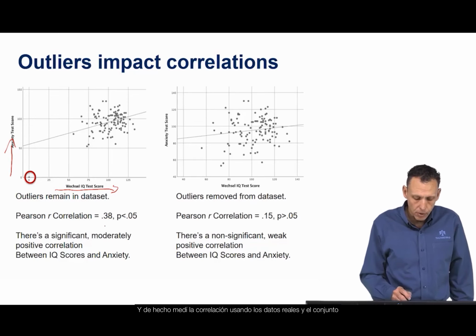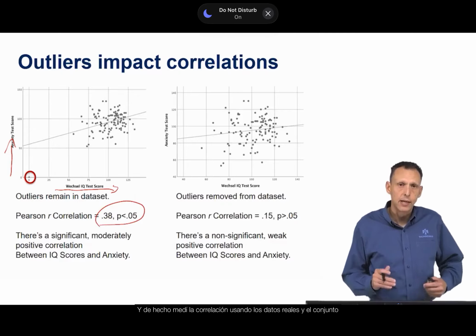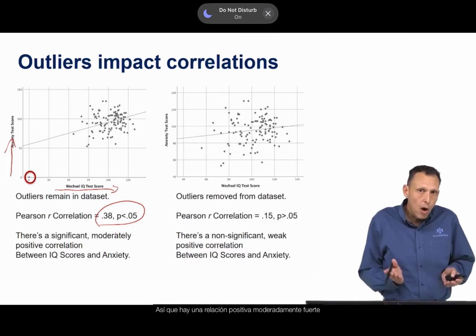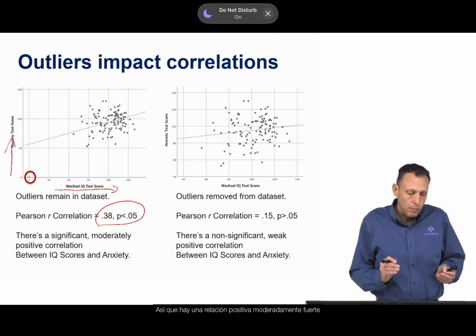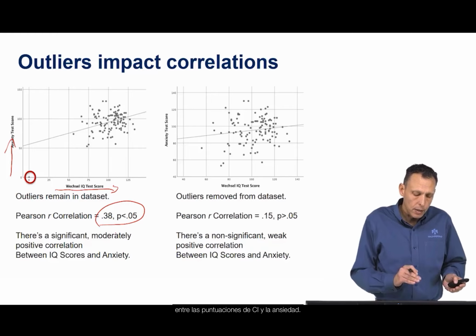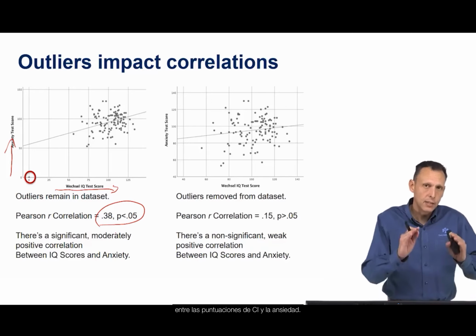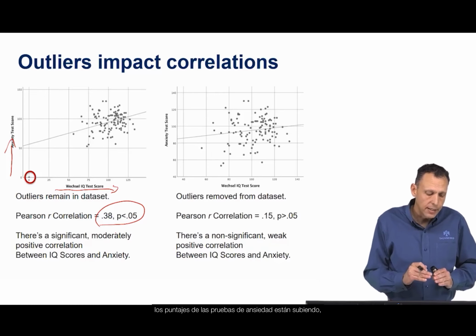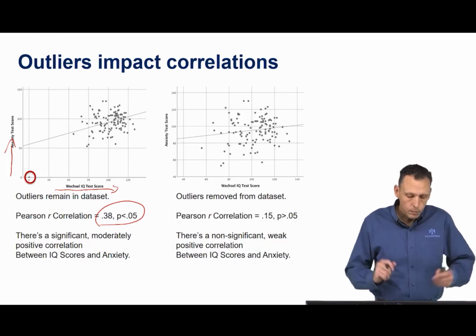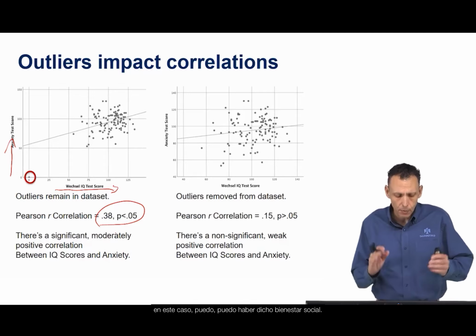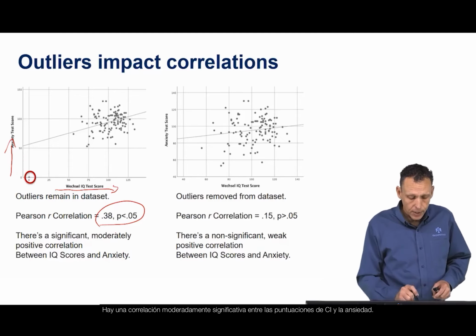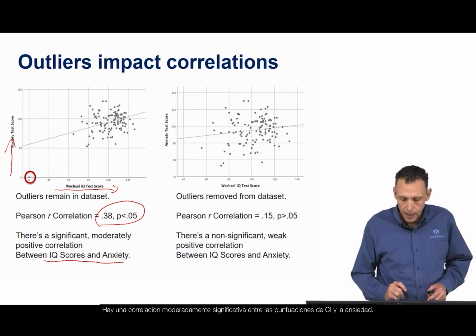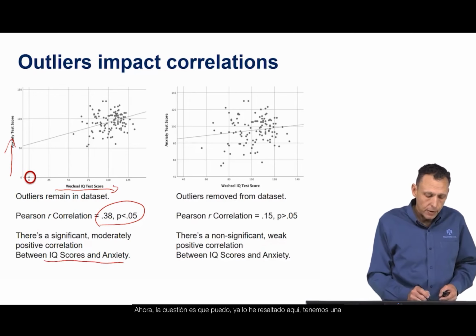And I actually measured the correlation using the actual data in the data set, and I found that the positive relationship is 0.38, a positive correlation. So there's a moderately strong positive relationship between IQ scores and anxiety. So as IQ scores are going up, I see anxiety test scores are also going up. In this case, I may have said social well-being. Forgive me if I did that. There's a significant moderate correlation between IQ scores and anxiety. Now, the thing is, I already had it highlighted here.